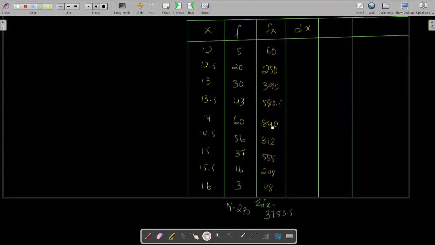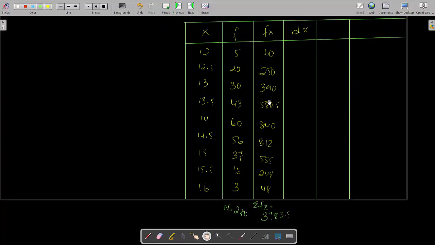Now I have already calculated the value of fx and also the sum of fx. The reason why we do this is to find out the value of mean. So I have the sum of fx and also the sum of the frequency, that is the value of n. So let's find out the mean. Clear?